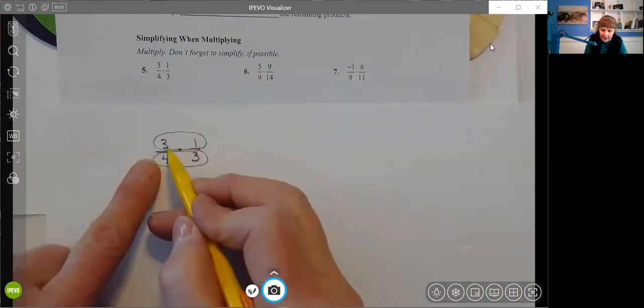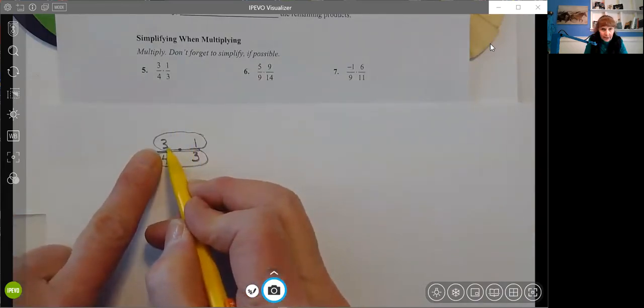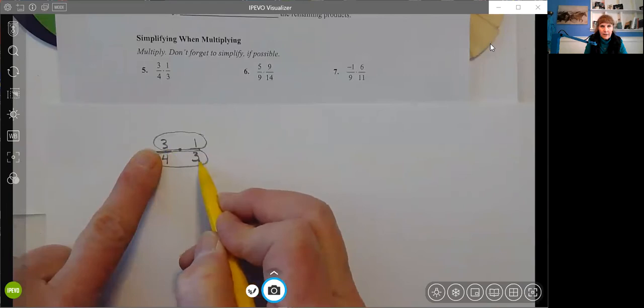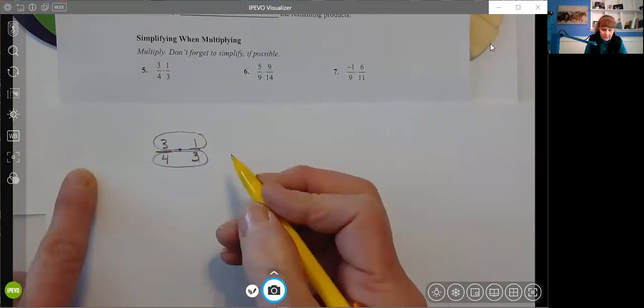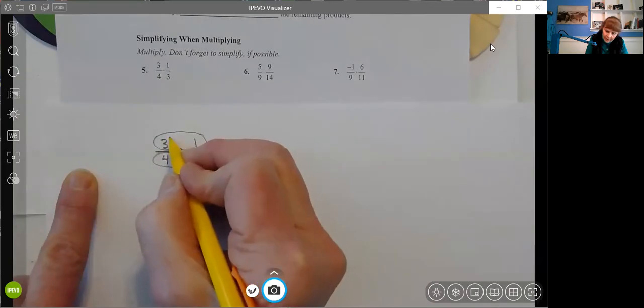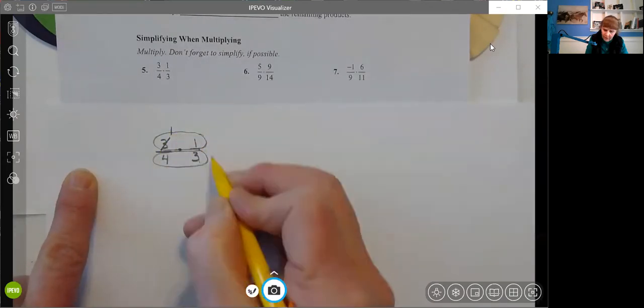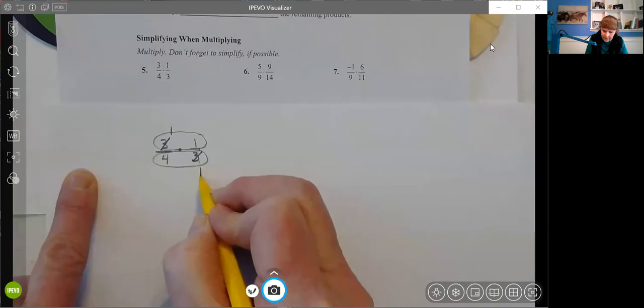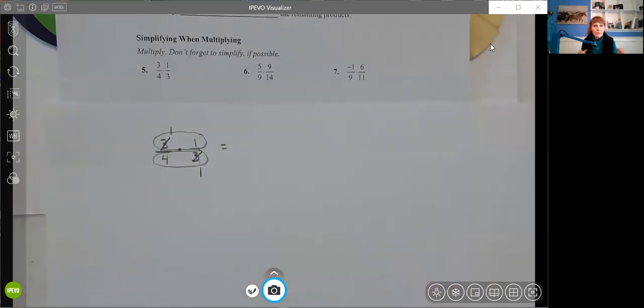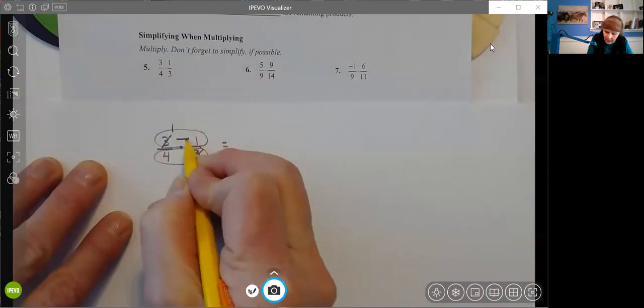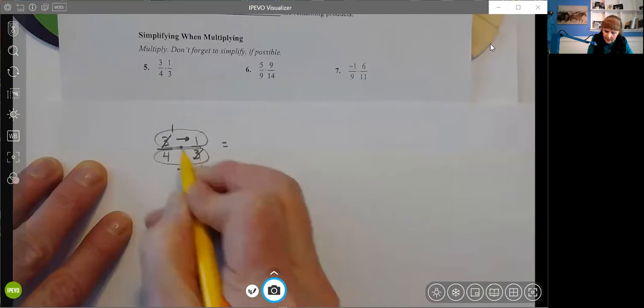Well, here I can divide this by 3 and this by 3. This is like the x over x. They canceled. So 3 goes into 3 once. 3 goes into 3 once. Now when I multiply, now you're done. The 4 stays, it will not reduce out. So then you multiply straight across.